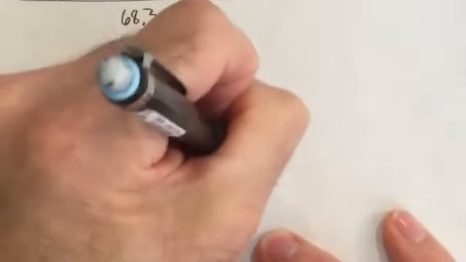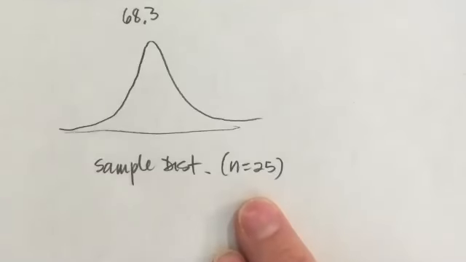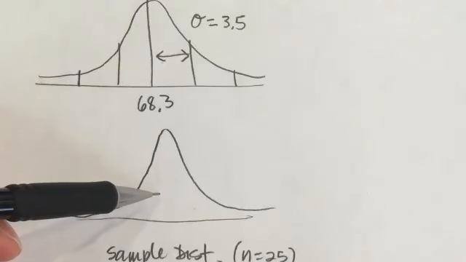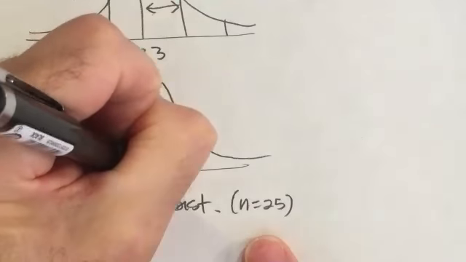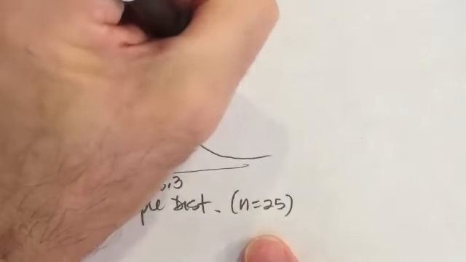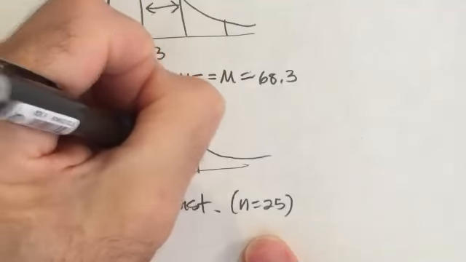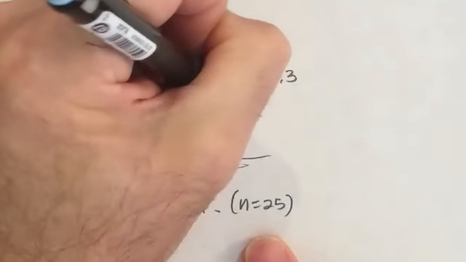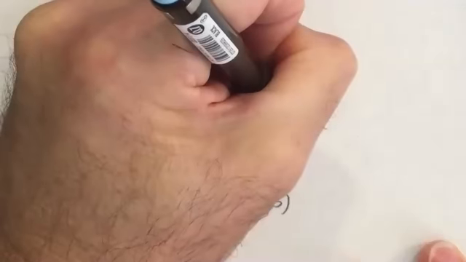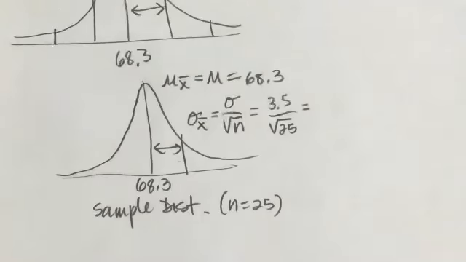So of size 25. Notice that 25 isn't quite big enough to guarantee that these are normally distributed, but if the population was normally distributed, then the distribution of sample means is also normally distributed. So these are centered at 68.3. The mean of the distribution of sample means equals the mean, which was 68.3. The spread of the distribution of sample means is the spread of the population divided by the square root of sample size. So in our case, 3.5 divided by the square root of 25, or 3.5 divided by 5. Using my calculator, I have 0.7.